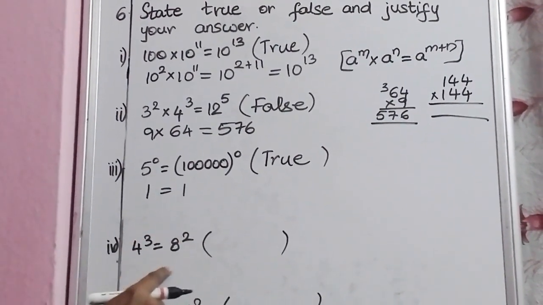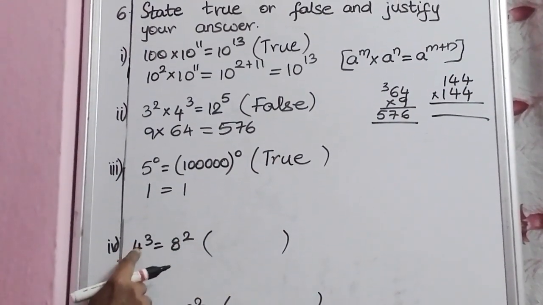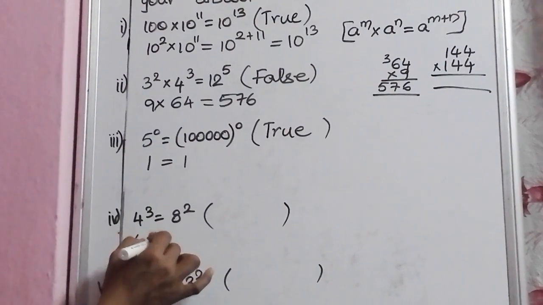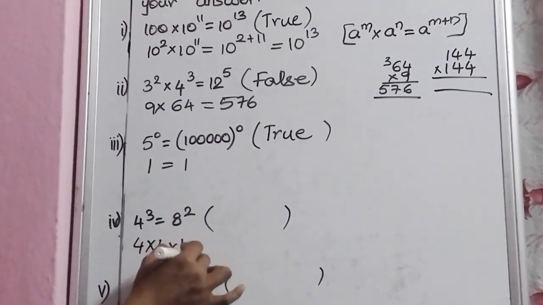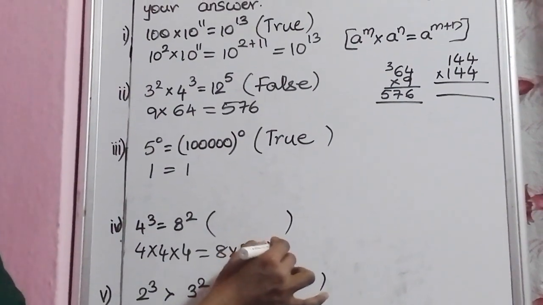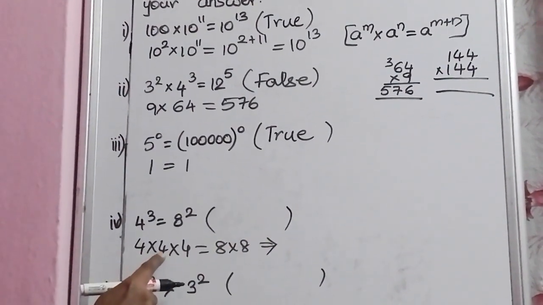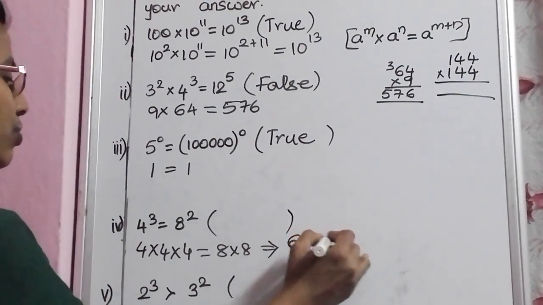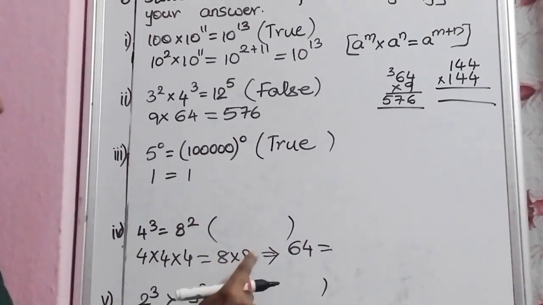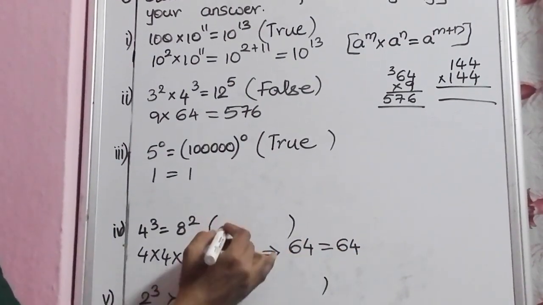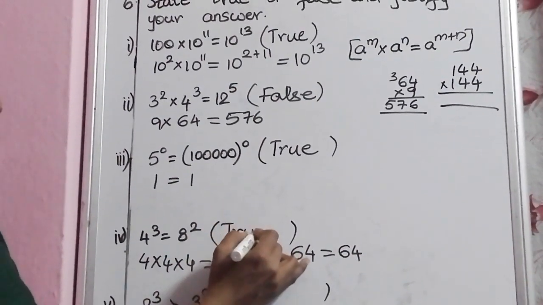4 cube is equal to 8 square. 4 cube is 4 into 4 into 4. This is equal to 8 into 8. 4 fours are 16, 16 fours are 64. This is equal to 8 eights are 64. Both of them are equal. So this is true.